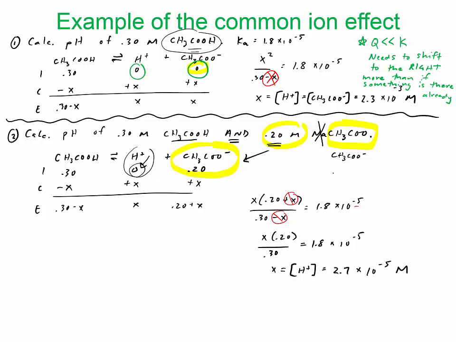over here, Q is less than K, but not as much as if there's something there. And when I say there's something there, I'm talking about the common ion effect. There is something there, and it's not zero. That's the common ion effect.